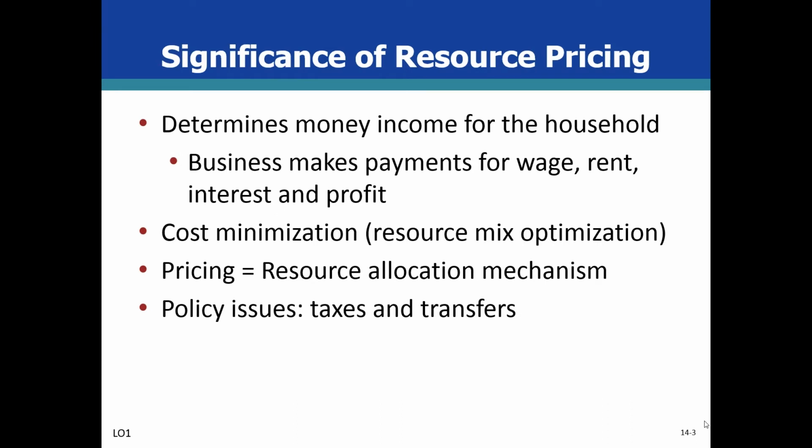As you will recall from the circular flow model in Module 1, resource pricing determines the money income for households. Business makes payments to households for wages, rent on land, interest for lending money, and shares profit. And who pays businesses? Household consumers.